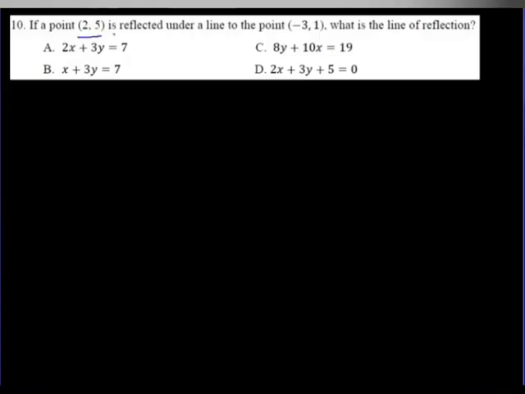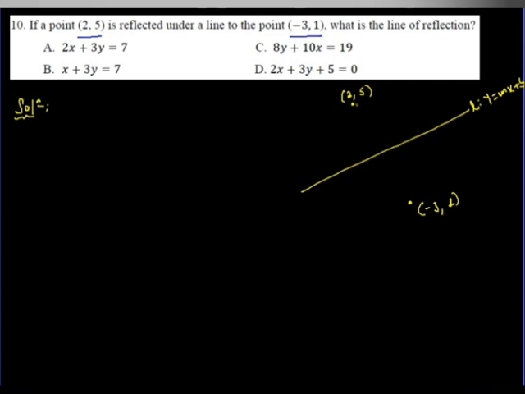If a point (2, 5) is reflected under a line to the point (minus 3, 1), what is the line of reflection? Here the point and its image are given. Roughly, suppose we have a certain line, say this is line L, which is given by y is equal to mx plus b. Then under this line of reflection, the point (2, 5) is reflected, and its image is given as (minus 3, 1). So what is the line of reflection that gives the image (minus 3, 1)?